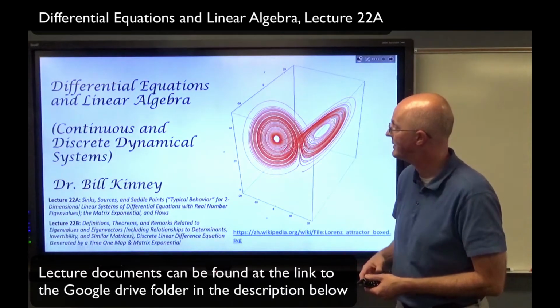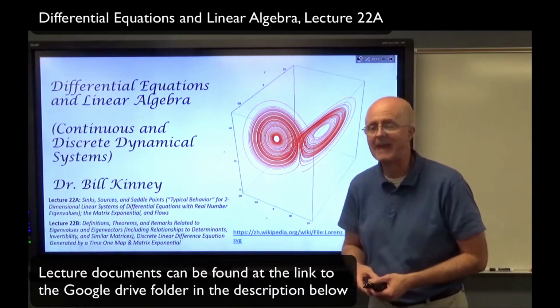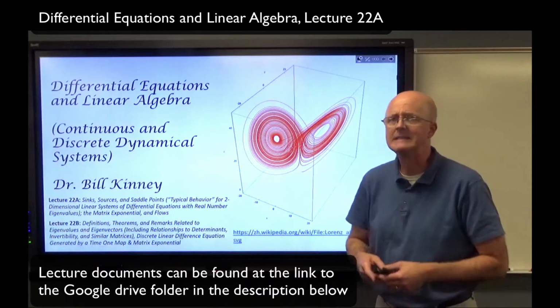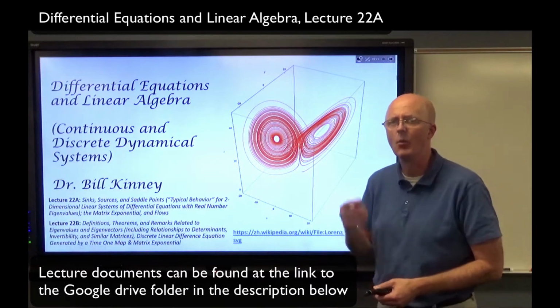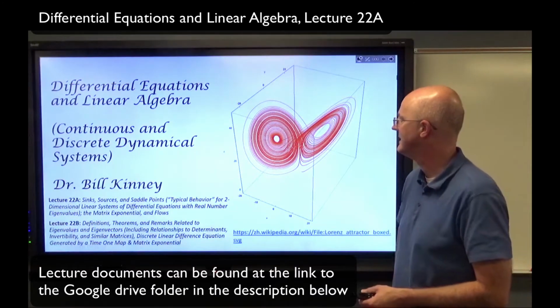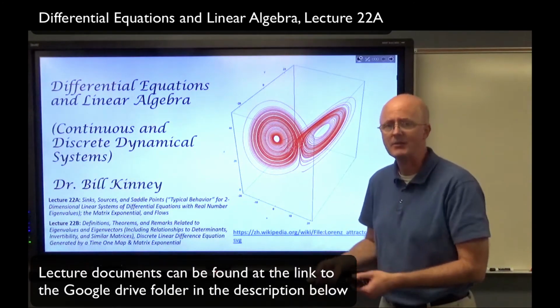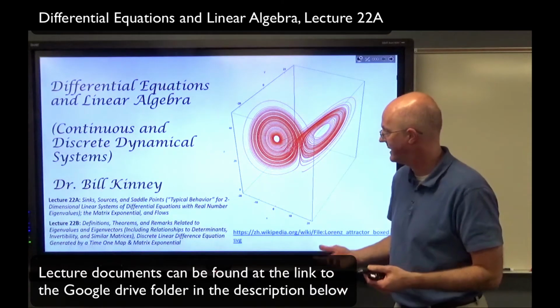In 22A, we look at sinks, sources, and saddle points, which you might call typical behavior for two-dimensional linear systems of differential equations with real number eigenvalues. We also review the matrix exponential and flows. Those are important here as well.